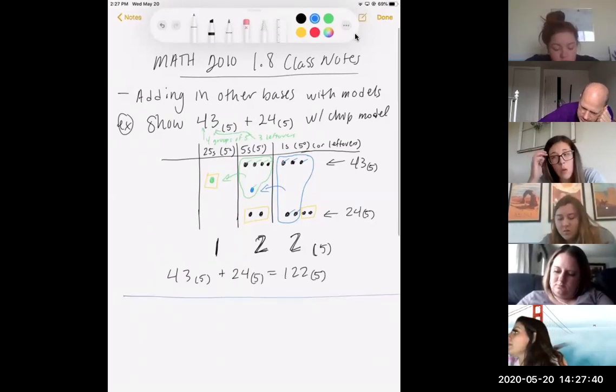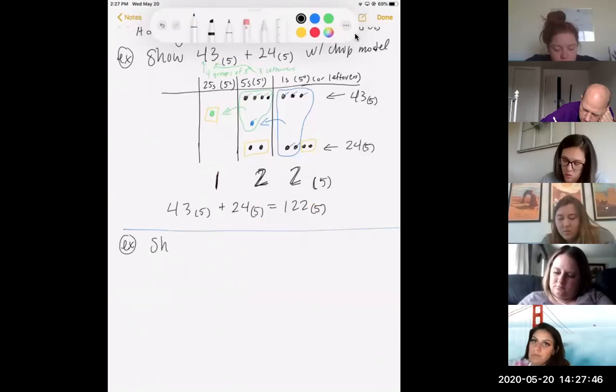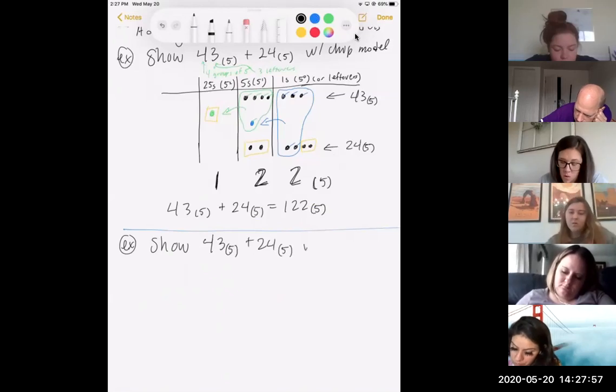So that's the first example. I'm going to show how to use this. The other thing that you're going to practice is with base blocks. They're very similar to this. So I'm going to show 43 base 5 plus 24 base 5. Now to add those with base blocks.